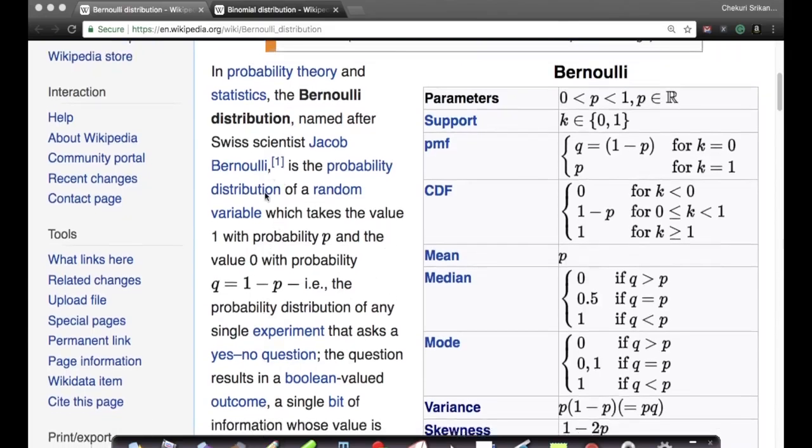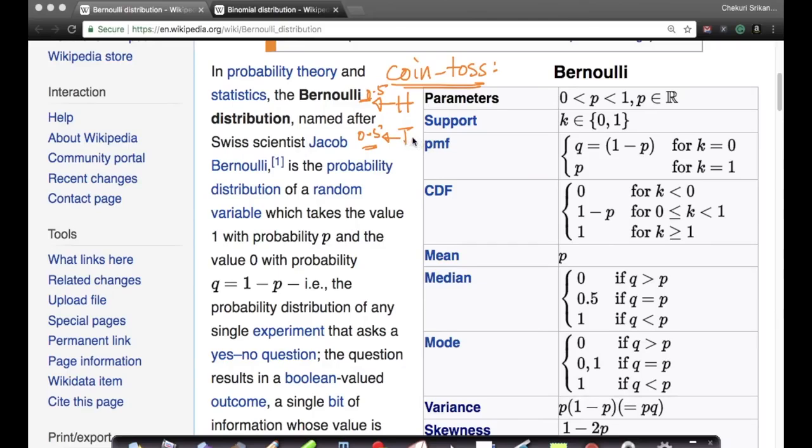Suppose I have a coin toss. When I toss a coin, I can get either heads or tails. I can get two values. What is the probability of getting any of these values? What is the chance of getting a head? It's 0.5. What is the chance of getting a tail? It's also 0.5.